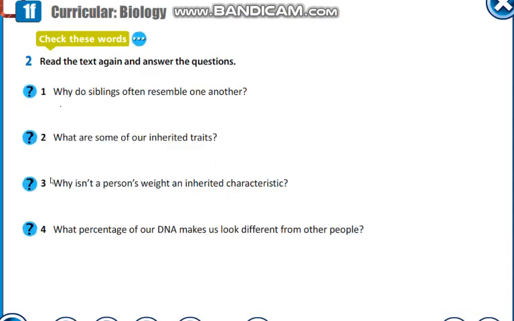Then answer questions 2, 3, and 4. What are some of our inherited traits? We talked about it in exercise 1. Why isn't a person's weight an inherited characteristic? And what percentage of our DNA makes us look different from other people? Now answer these questions in your copybooks and find the answers in the text.